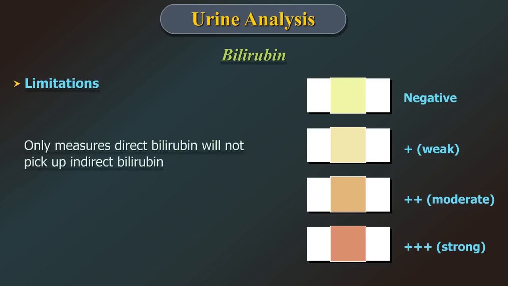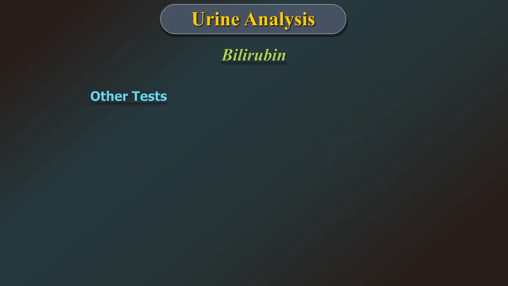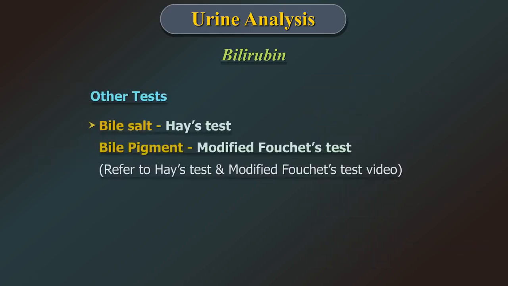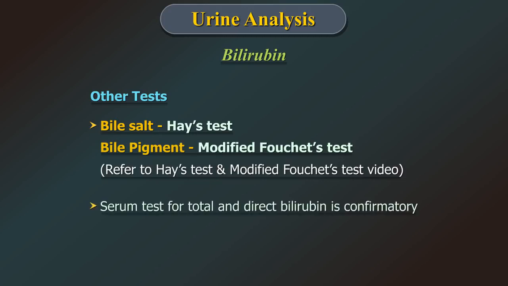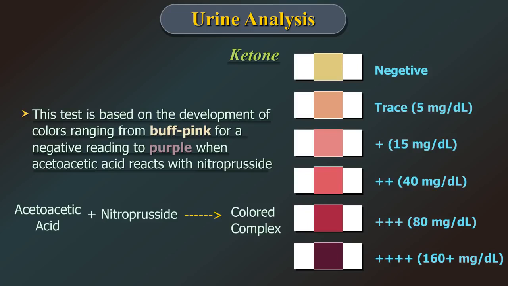It only measures direct bilirubin and does not pick up indirect bilirubin. Other tests are bile salt by Hayes test and bile pigment by modified Foucher's test, as they are sensitive to very small amounts of bilirubin in urine. Serum test for total and direct bilirubin is confirmatory.